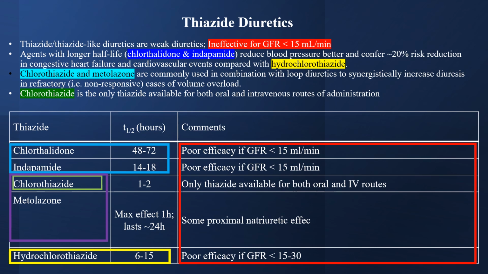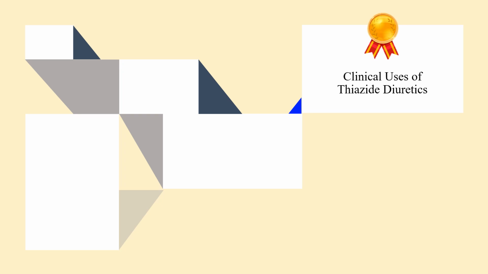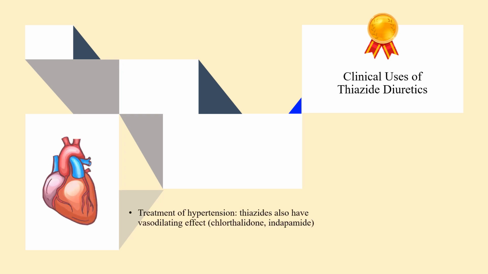Chlorothiazide is the only thiazide available for both oral and intravenous routes of administration. What are the common clinical uses of thiazide diuretics? The most common use of thiazide diuretics is in the treatment of hypertension. Thiazide diuretics exert both a mild diuretic and vasodilating effect. The latter is thought to play the major role in providing the antihypertensive effects.